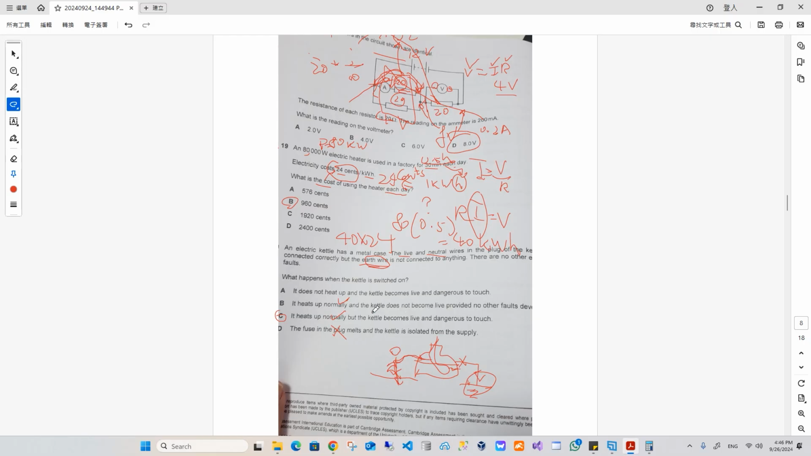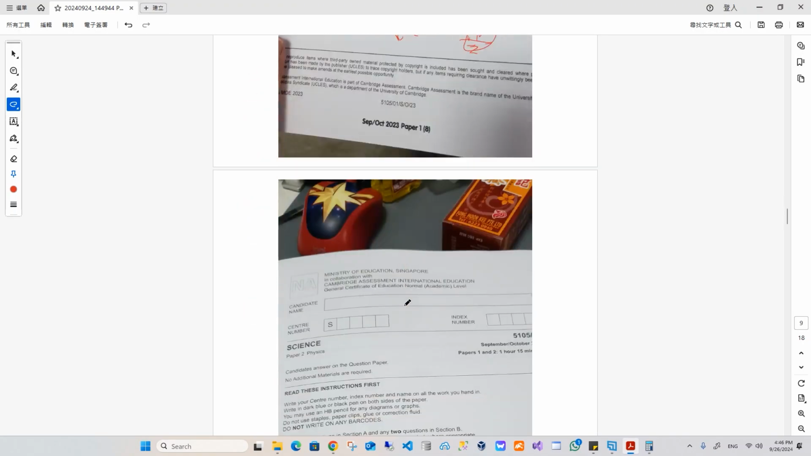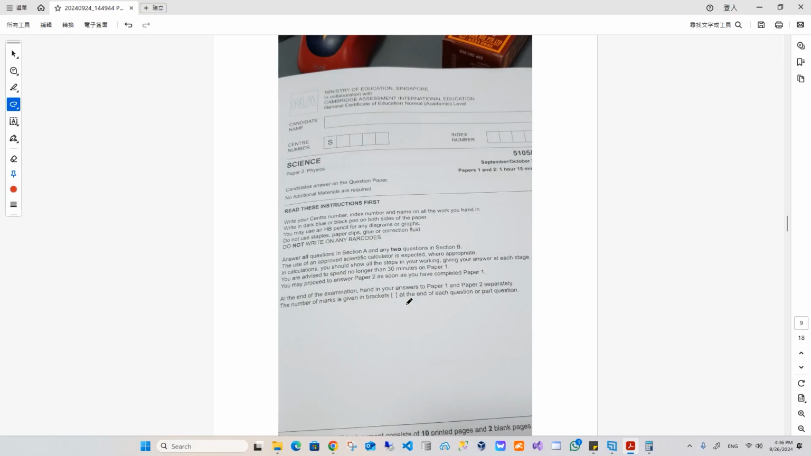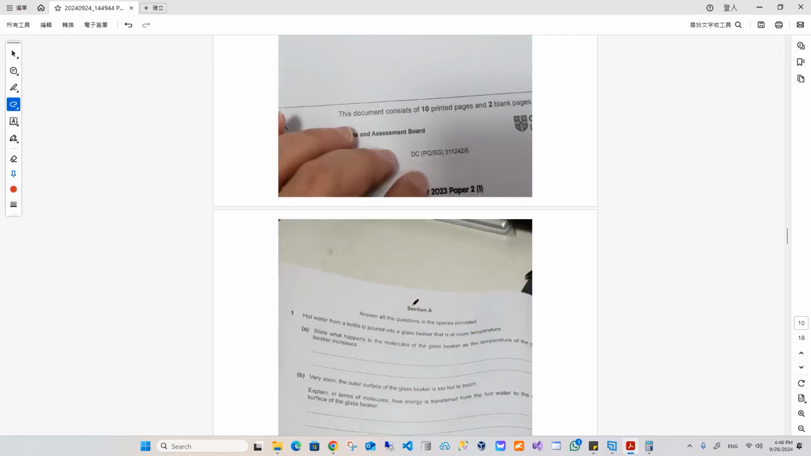What's the meaning of kettle become live? What it means is the live wire electricity can go to the kettle surface. I think it's very poorly written. Anyway, C. This is what your syllabus says, so just answer accordingly. So this is about the physics first part.